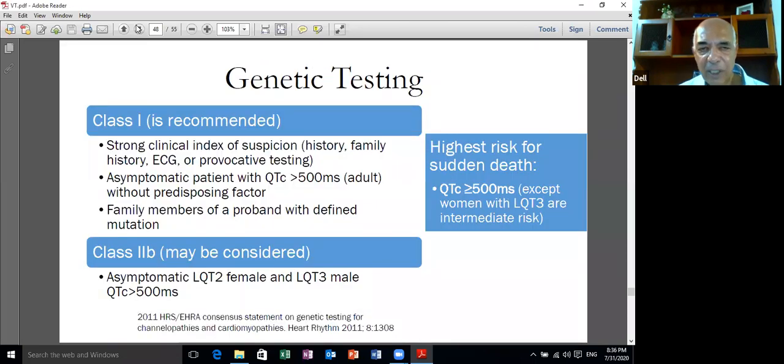What is the indication for genetic testing? Now, it's important to know that genetic testing is positive in about two-thirds of the patients, so it's actually very healthy. Class 1 recommendation for genetic testing includes strong clinical suspicion based on history, family history, ECG, and provocative tests like exercise testing with failure of shortening of the QT interval, or a previously done adrenaline test aiming at the same thing. Also for asymptomatic individuals with a QT interval prolonged more than 500 milliseconds without a predisposing factor, or a family history of a proband with a well-defined mutation.